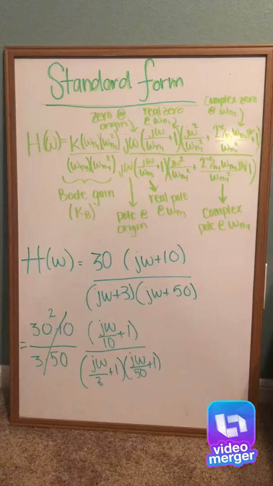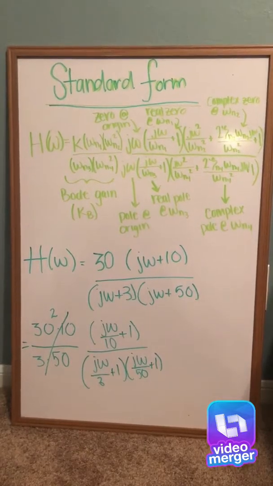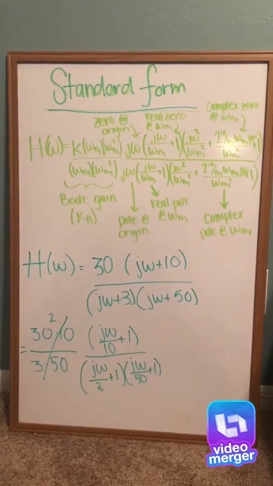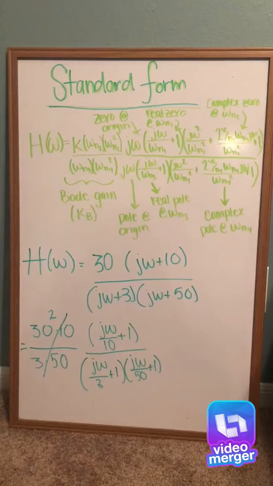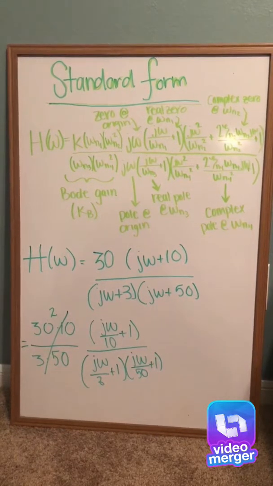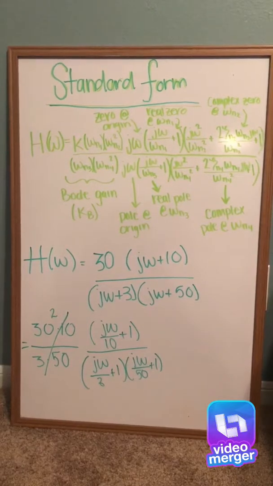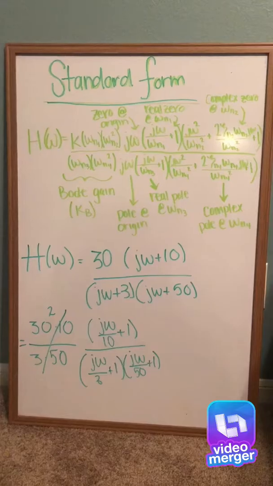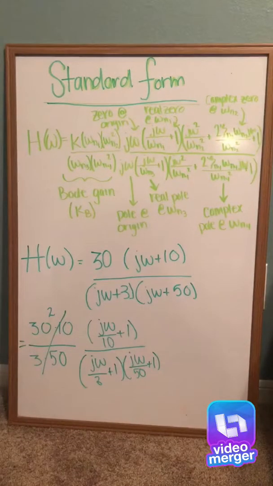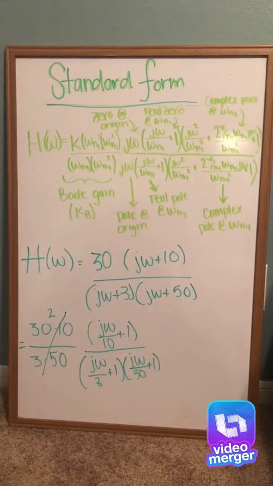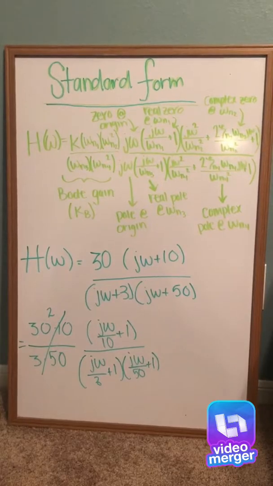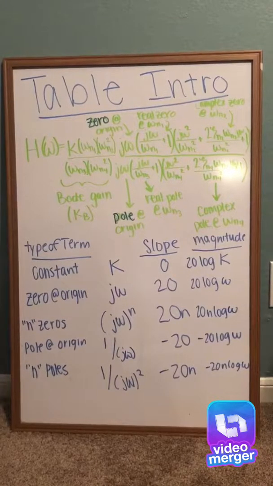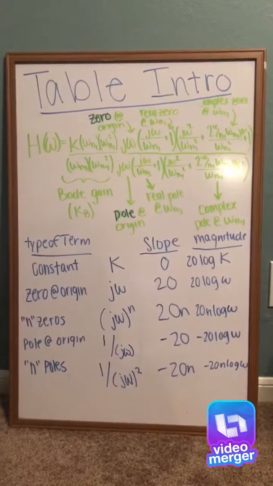This is an example of a transfer function H of omega being converted into standard form. In the numerator, you can see that 10 was factored out of the zero, j omega plus 10, while in the denominator, 3 was factored out of the pole, j omega plus 3, and 50 was factored out of the pole, j omega plus 50. The resulting zero and poles are now in the form 1 plus j omega over z. Z will be what determines the value of the omega when the magnitude is equal to 0, as we will demonstrate later.